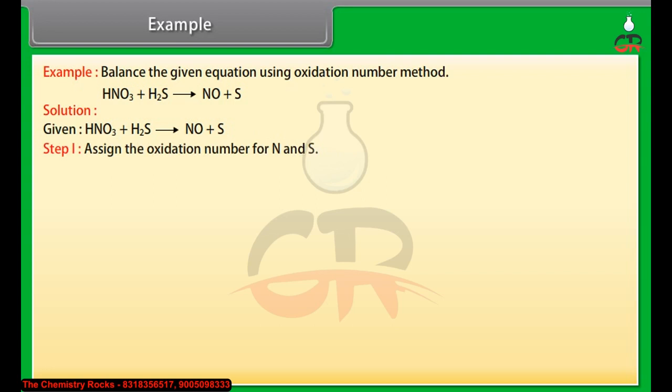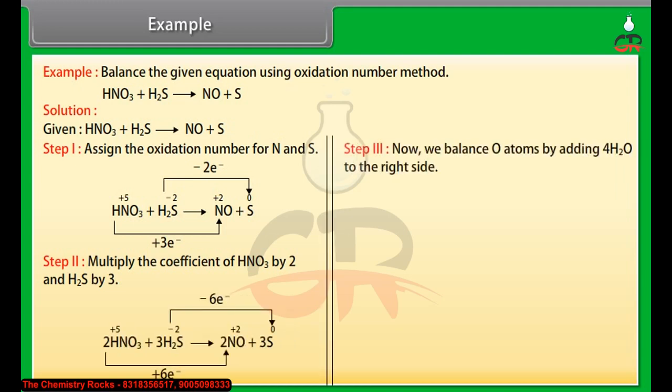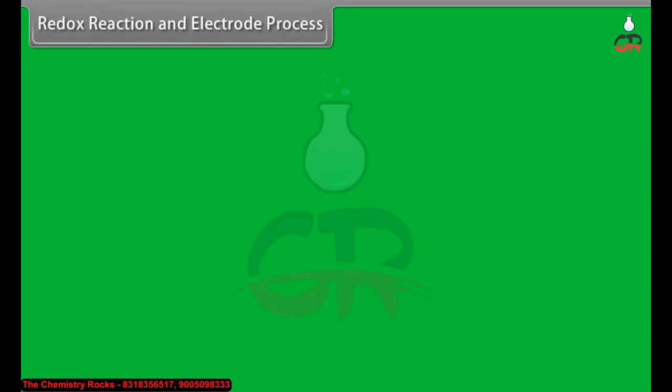Step 1. Firstly, we assign the oxidation number for N and S. Step 2. Now multiply the coefficient of HNO3 by 2 and H2S by 3. Step 3. Now we balance O atoms by adding 4H2O to the right side. H atoms are already balanced, hence the balanced equation is 2HNO3 plus 3H2S gives rise to 2NO plus 3S plus 4H2O.